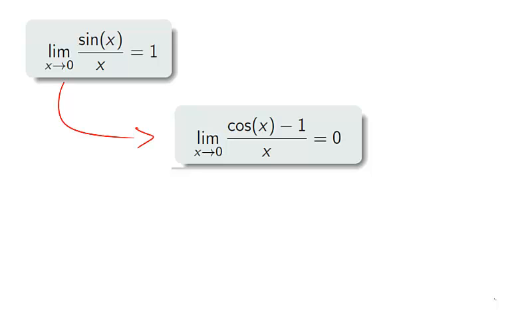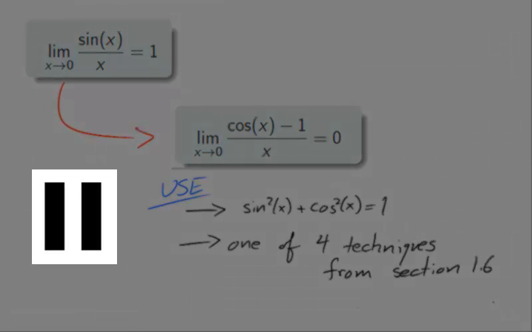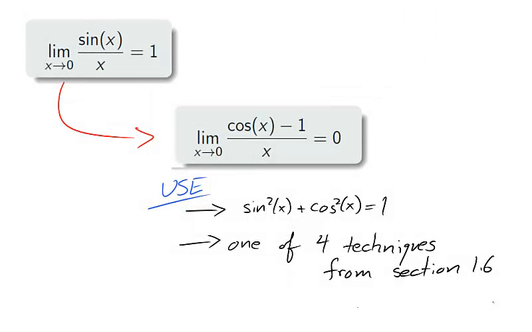Another way the identity of sin x over x is important is in calculating the limit of cosine x minus 1 over x as x goes to 0. Pause the video and challenge yourself to justifying this identity. Along with knowing the limit of sine x over x as x goes to 0, you need the identity that sine squared plus cosine squared equals 1, and you should use one of the 4 techniques outlined in section 1.6.